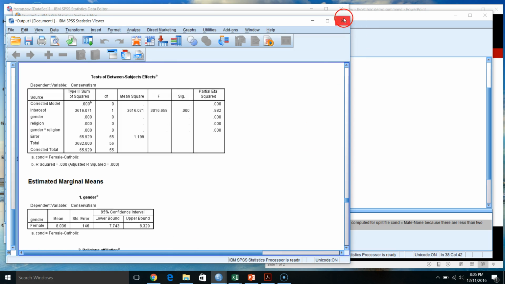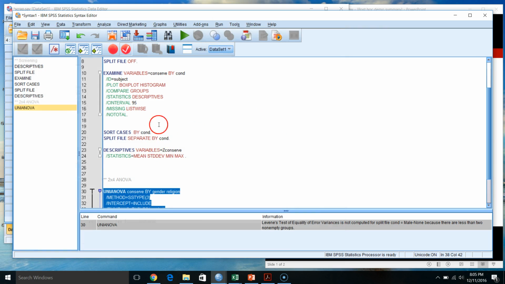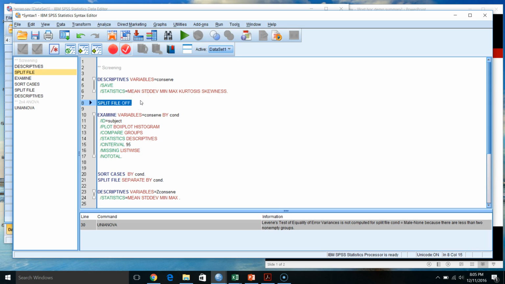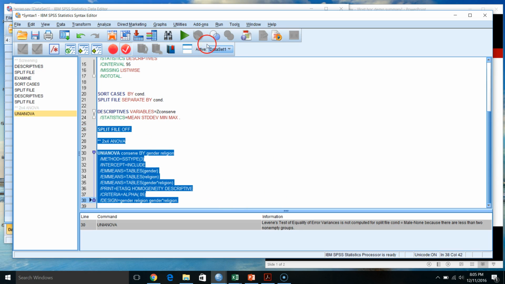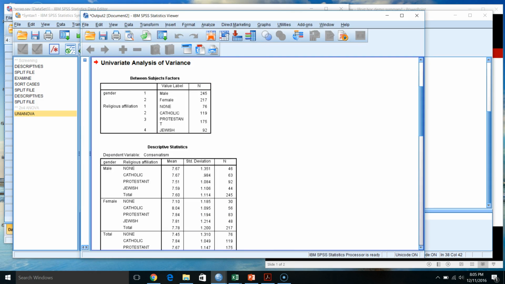Well, I think I screwed this up. Oops. No, don't want to save that. We need to turn off our split file here. Okay, there we go. That's what we want.